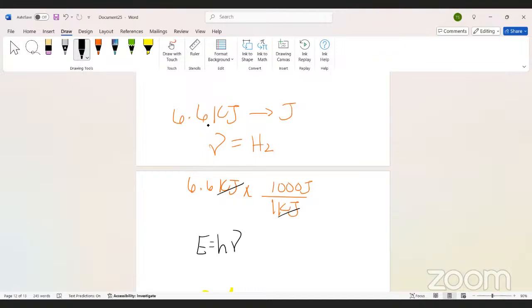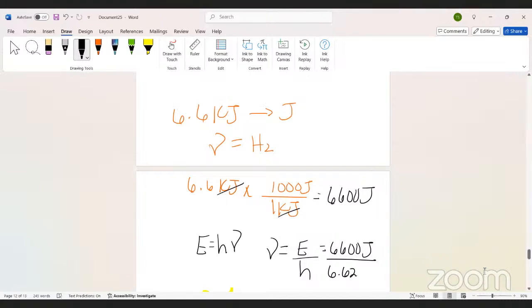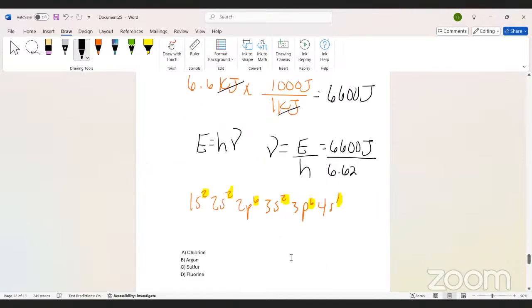To get your frequency, because that's what the question asks, the frequency formula is equal to E over h. So you're going to take this number up here, 6.6 times 1,000, which gives us 6,600. So you're going to say 6,600 joules divided by Planck's constant. Let me write that on another line. Sorry, y'all, hold on.